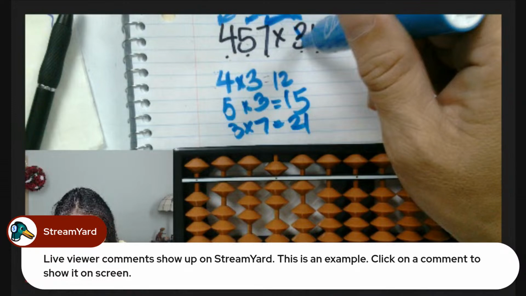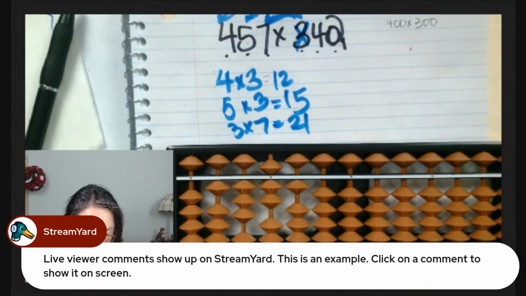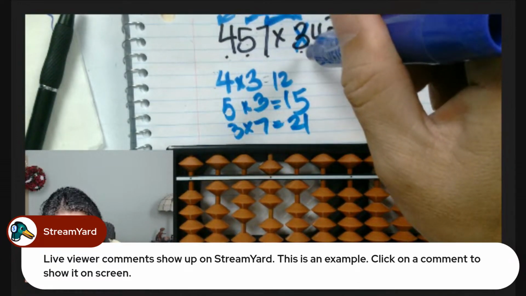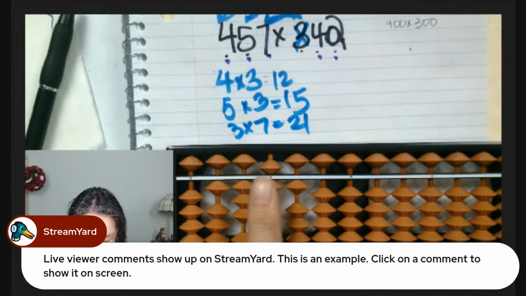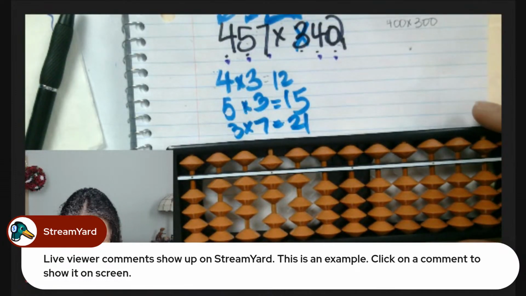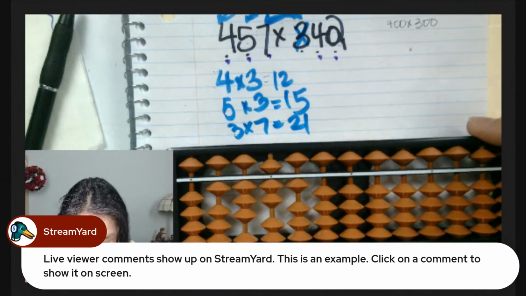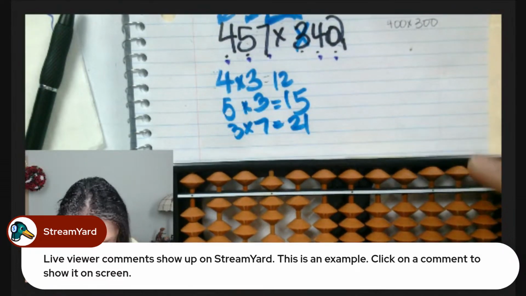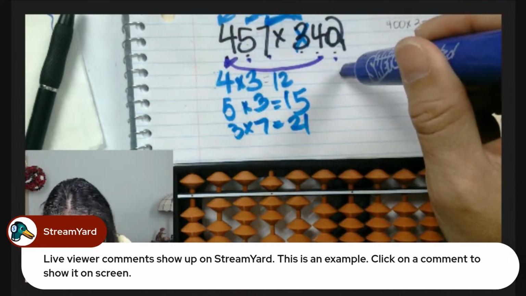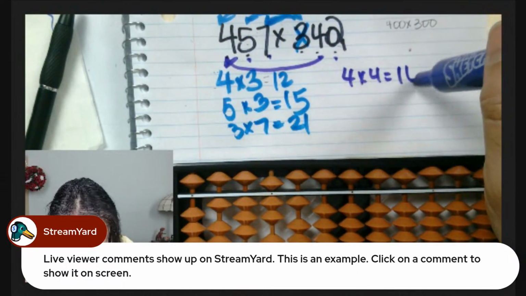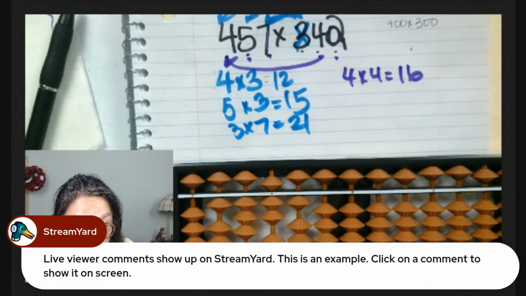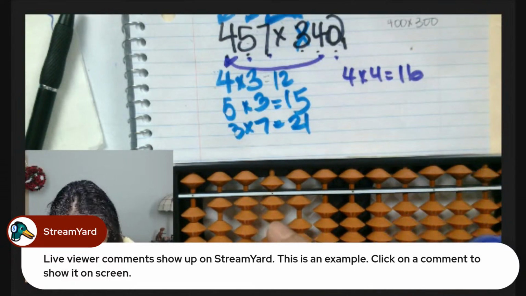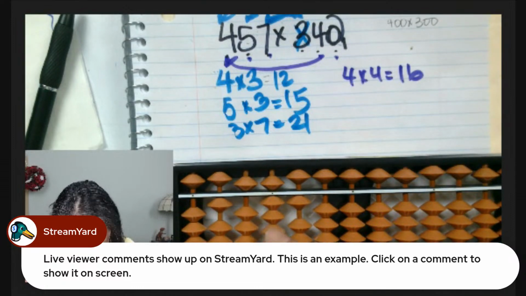What's the next one? The next one is 5. How do I know? 1, 2, 3, 4, 5. 1, 2, 3, 4, 5. So I'm over here. Okay, good. I think my beads are okay. All right. 4 times 4 is equal to 16. I add 1. I add 6. Plus the 6 is plus the 10 minus the 4.